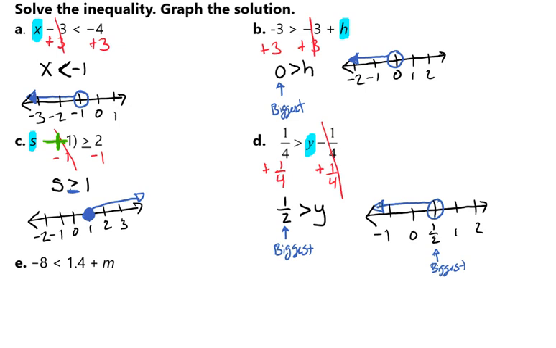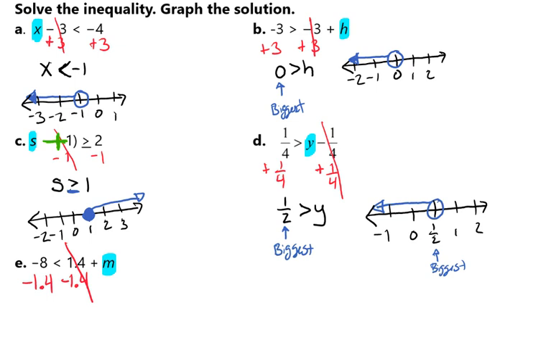Let's do one more. Here, for letter E, we have negative 8 is less than 1.4 plus m. So we're trying to get the m by itself. Look at the 1.4. It's a positive 1.4. How do you undo a plus? You minus it. So we'll subtract 1.4, because by subtracting 1.4, that will make that a 0. It cancels it out.